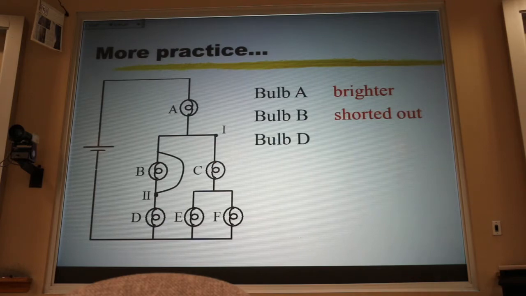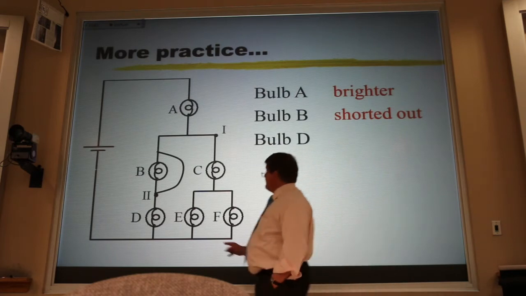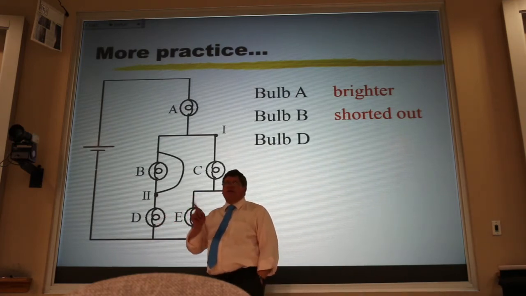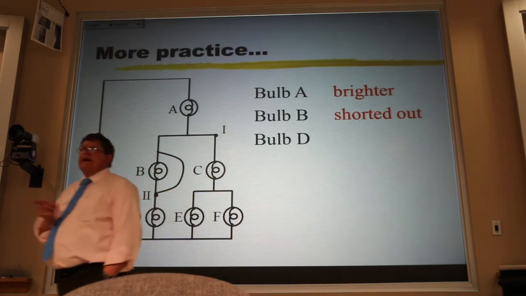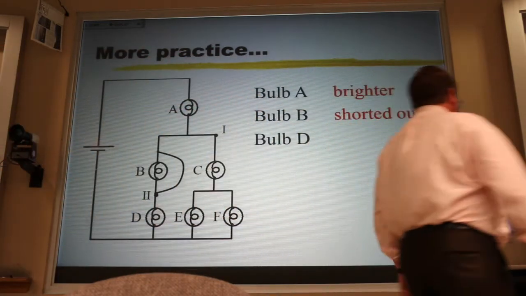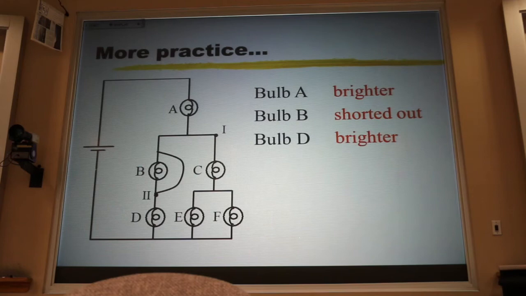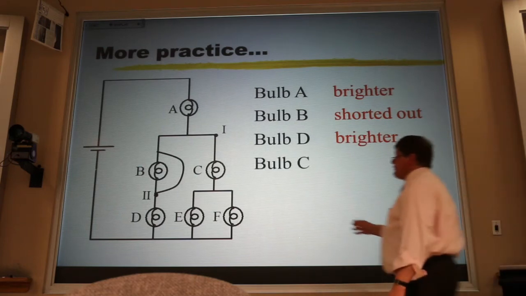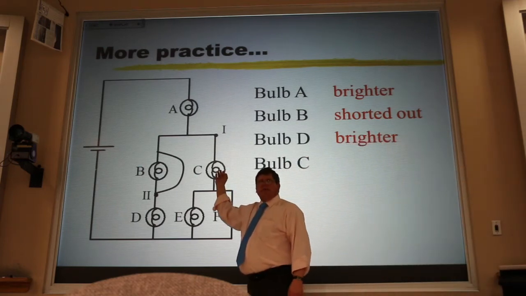What about D? Brighter. It's now getting more than half of the current through the battery. It used to get less than half. Its share of the current through the battery went up. Oh, and the current through the battery also went up. Those two changes are in the same direction. It's getting a bigger share of more total current. So it gets brighter. But when we play the same game with C, we get a pizza problem.